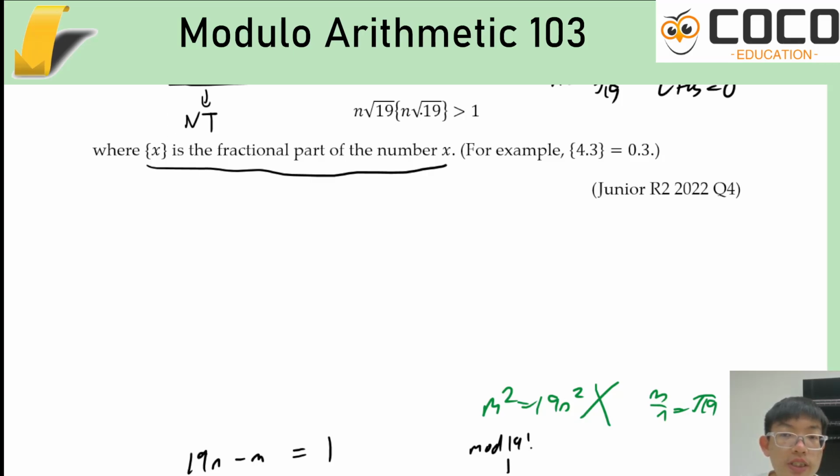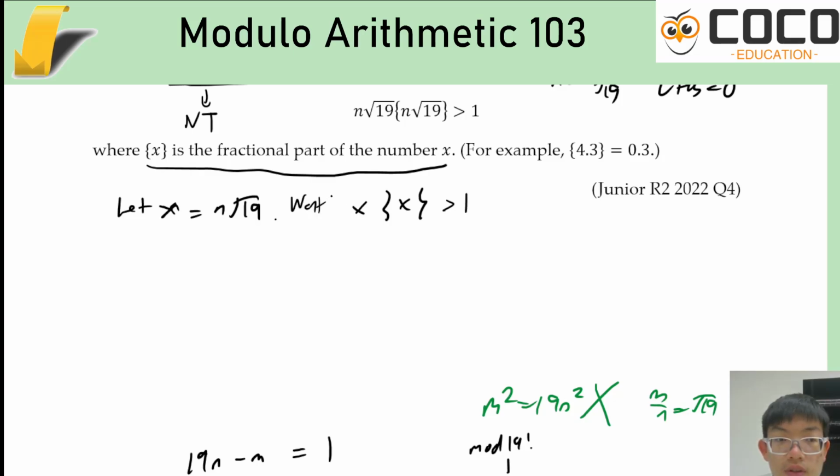So I'm saying suppose this is very small. So I'll let x equal n root 19, so that I'm now looking at x times the fractional part of x. Well, suppose that it's not. Obviously, since this is a positive integer, I don't have to worry about it being negative. So suppose that actually this is between 0 and 1. Well, the 0 is a bit negligible, so I'll just not write it there.